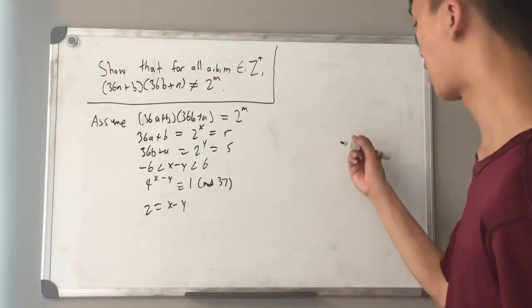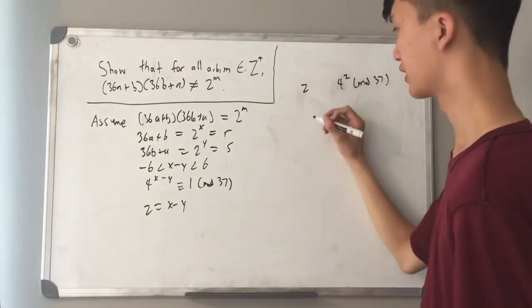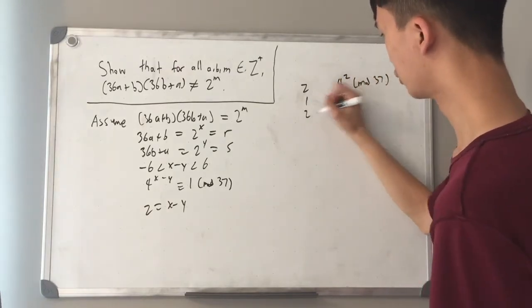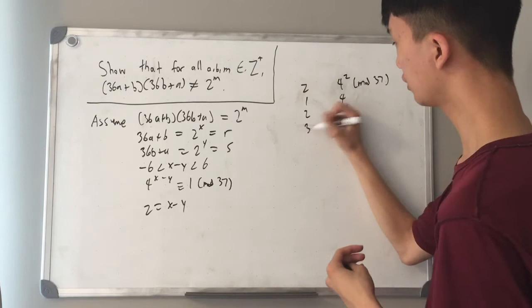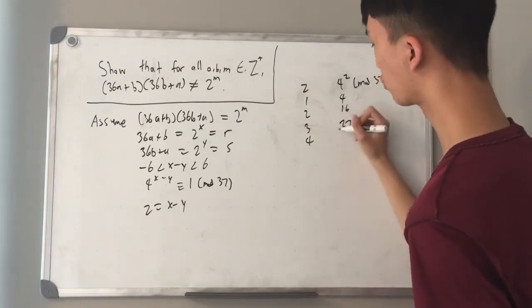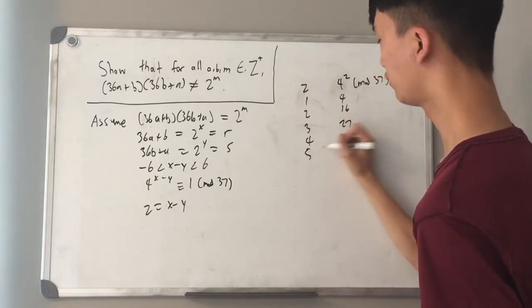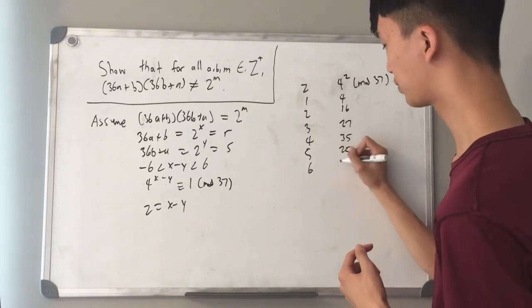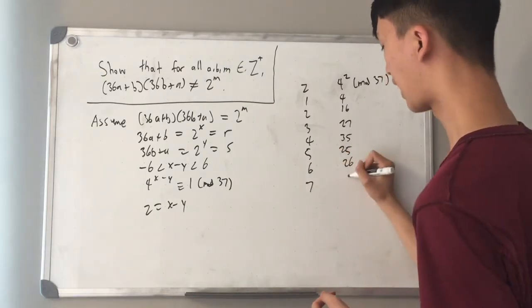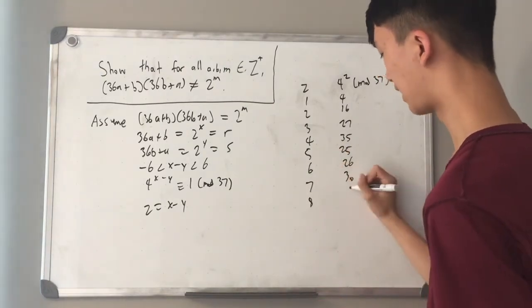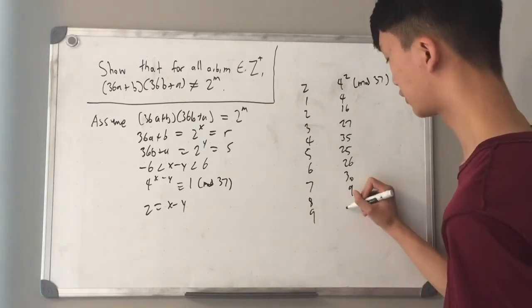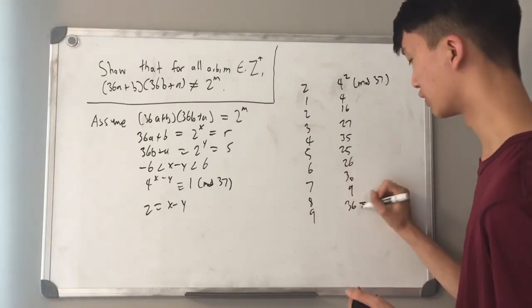So now let's try powers of 4 mod 37. So if z is equal to 1, we have 4, then 16. For 3, we have 27. For 4, we have 35. For 5, we have 25. For 6, we have 26. For 7, we have 30. For 8, we have 9. And for 9, we have 36, which is also congruent to negative 1.